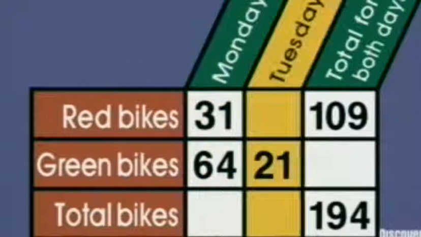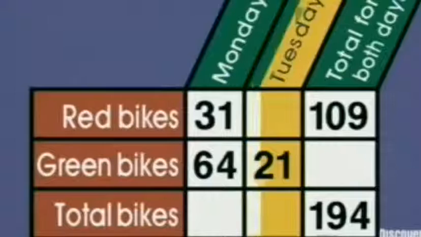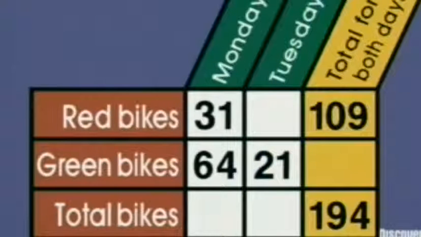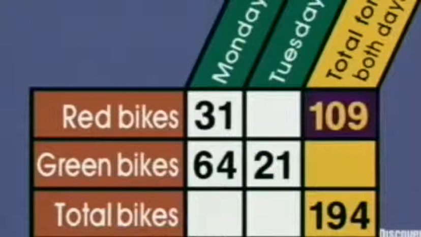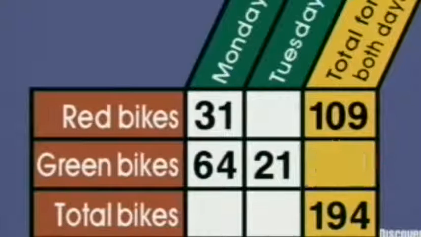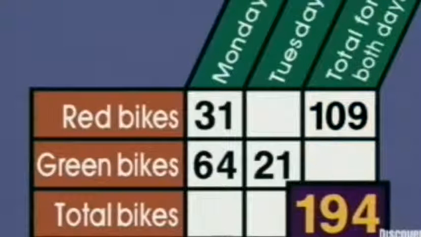This column shows the red bikes and green bikes painted on Monday. The second column shows the red bikes and green bikes painted on Tuesday. The total column shows the total red bikes painted on both days, the total green bikes painted on both days, and the total of all bikes painted on both days. The total of the totals is the same for the rows and the columns because it shows the total number of red bikes and green bikes painted on both days.